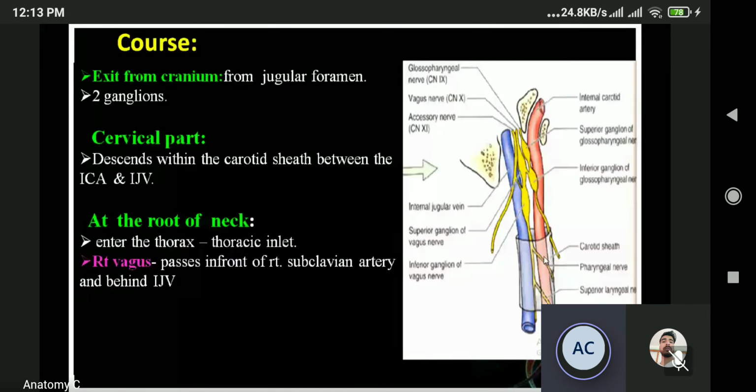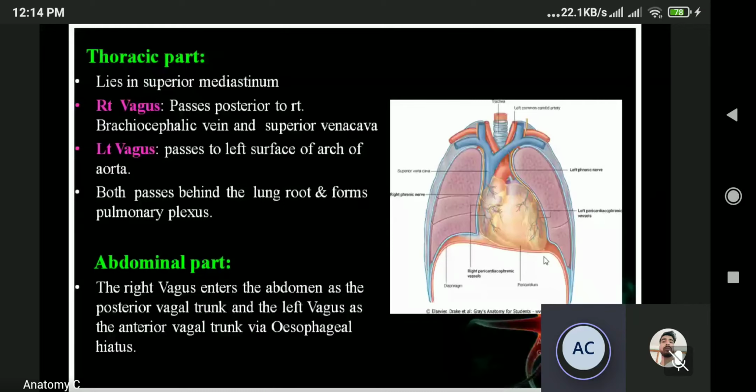Now let's see over here. At the root of the neck, it will enter into the thoracic cavity through the thoracic inlet. Now, how is it going to enter? You can see this is the right vagus and this one is the left vagus. The right vagus at the root will descend down behind the internal jugular vein, in front of the right subclavian artery. Then on the left side, it will run between the left common carotid artery and the left subclavian artery. So this is the course in the case of the neck.